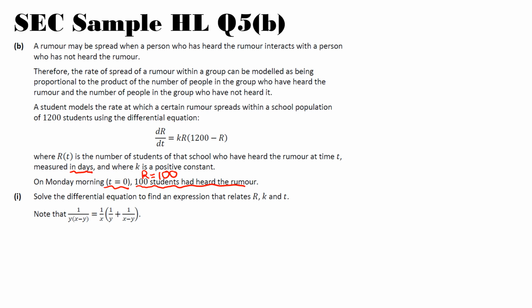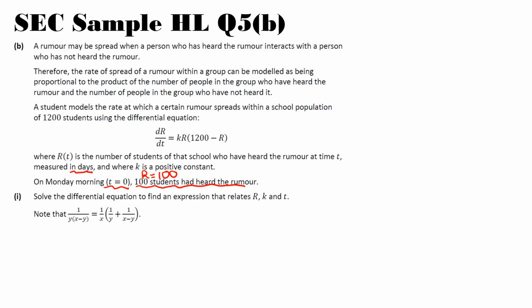So the question asks us to solve the differential equation to find an expression that relates R, k, and t. So anytime we solve, we're always looking for this up the top. So we're going to get R equals, and there will be a k and a t in our answer. So they give us a little note here. So note that 1 over y times x minus y is equal to 1 over x times 1 over y plus 1 over x minus y. So if they've given us this, it must be somewhat relevant. It must help us in some way.